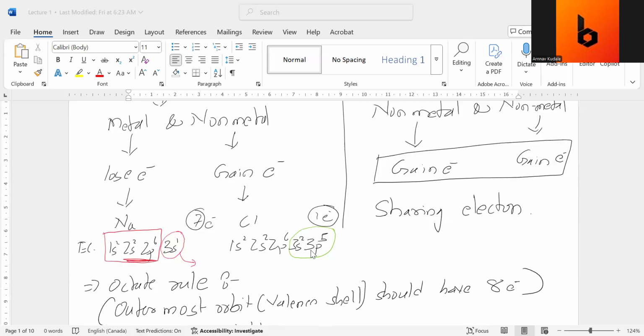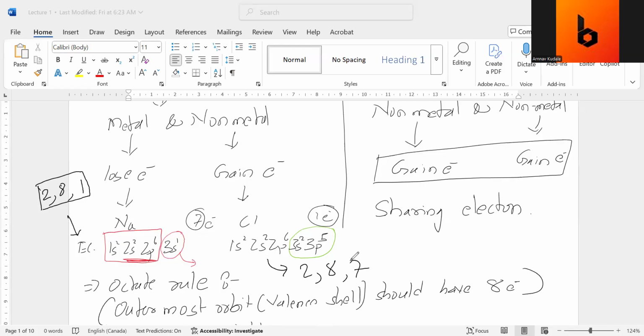You might have learned about the electronic configuration as the number of electrons in the orbit. First orbit has two, second has eight, and then one. So 2, 8, 1 you might have learned, right? And chlorine has two, eight, and seven.